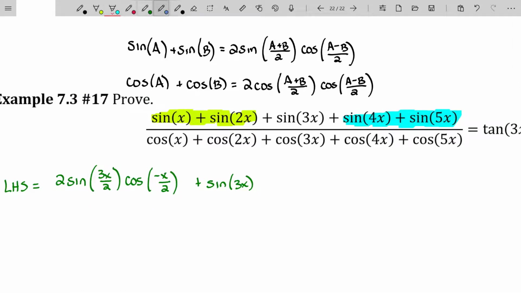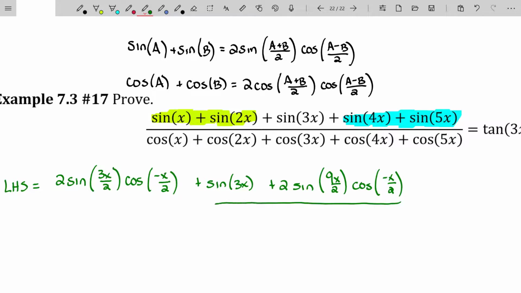So adding those two together, I would get plus 2 sine of, let's see, that's going to be 4x plus 5x over 2. So that's 9x over 2. And cosine of the difference of those angles, so 4x minus 5x, which is a negative x, over 2. All right. So that's what the numerator compresses to so far. We're not done, but that's what it comes to now.